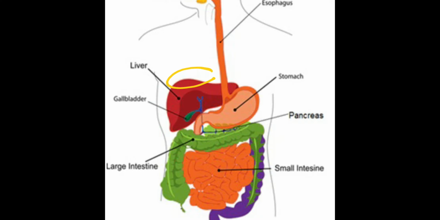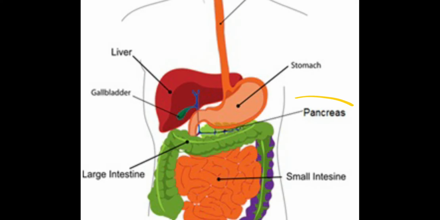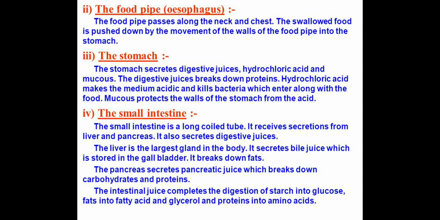The liver secretes bile juice, and this bile juice is stored in this green colored small structure, which is the gallbladder. And the pancreas secretes pancreatic juice. The bile juice breaks down fat globules into fatty acid and glycerol. We will study about it later.